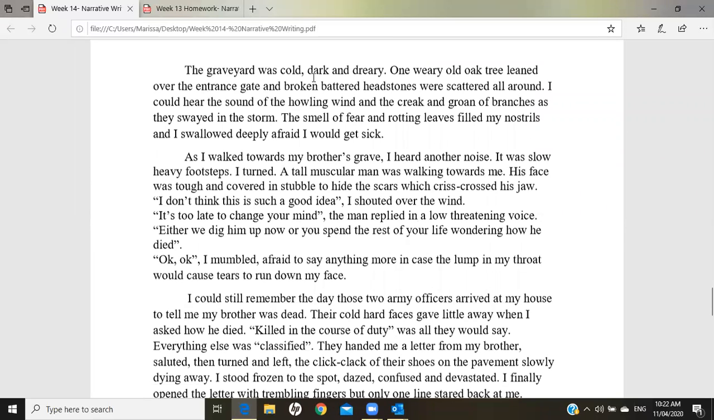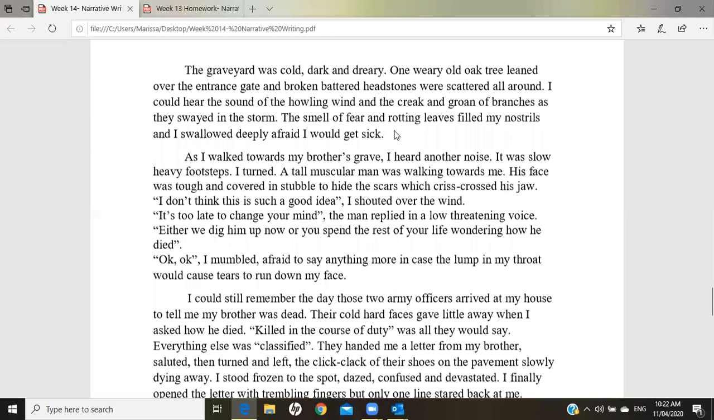The graveyard was cold, dark, and dreary. One weary old oak tree leaned over the entrance gate, and broken, battered headstones were scattered all around. I could hear the sound of the howling wind and the creak and groan of branches as they swayed in the storm.